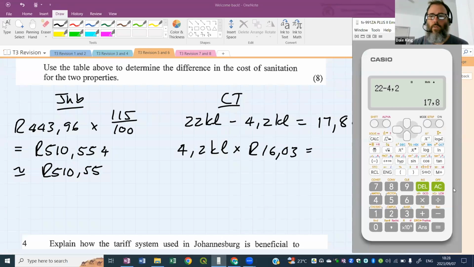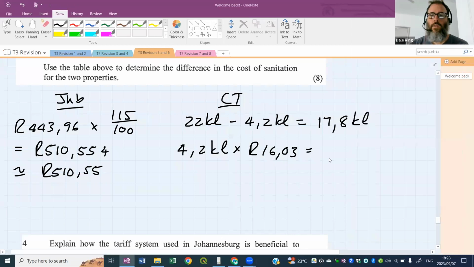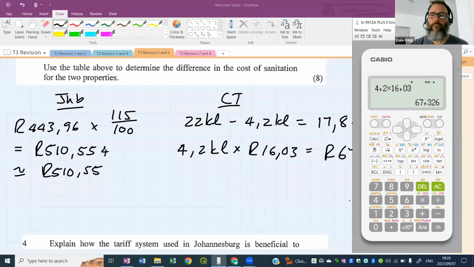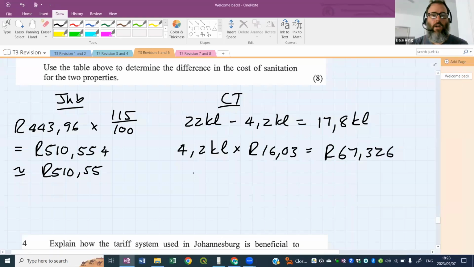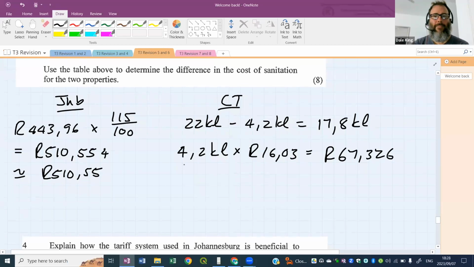All right, work with me now. Everyone should be working with me. 16.03. Yes, I'm moving up and down. It's a little bit distracting. 67.326. Ben, should I round this off here? No, at the end. Very good. All right, so that's the first 4.2 kiloliters done. What do I do now? You go to the next bracket.